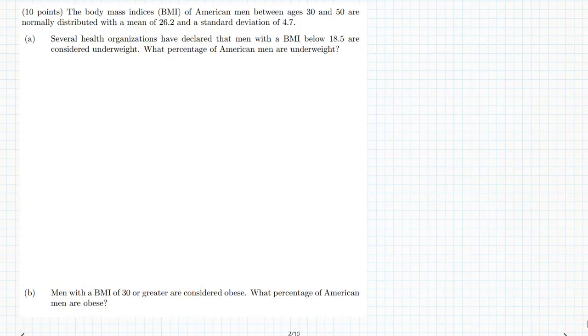And this tends to trip up some people, but we're dealing with normal distributions. So the body mass indices of American men between ages 30 and 50 are normally distributed with a mean of 26.2 and a standard deviation of 4.7. And then it says several health organizations have declared that men with a BMI below 18.5 are considered underweight. What percentage of American men are underweight? So this is a normal distribution, and the way you can tell is it says normally distributed.